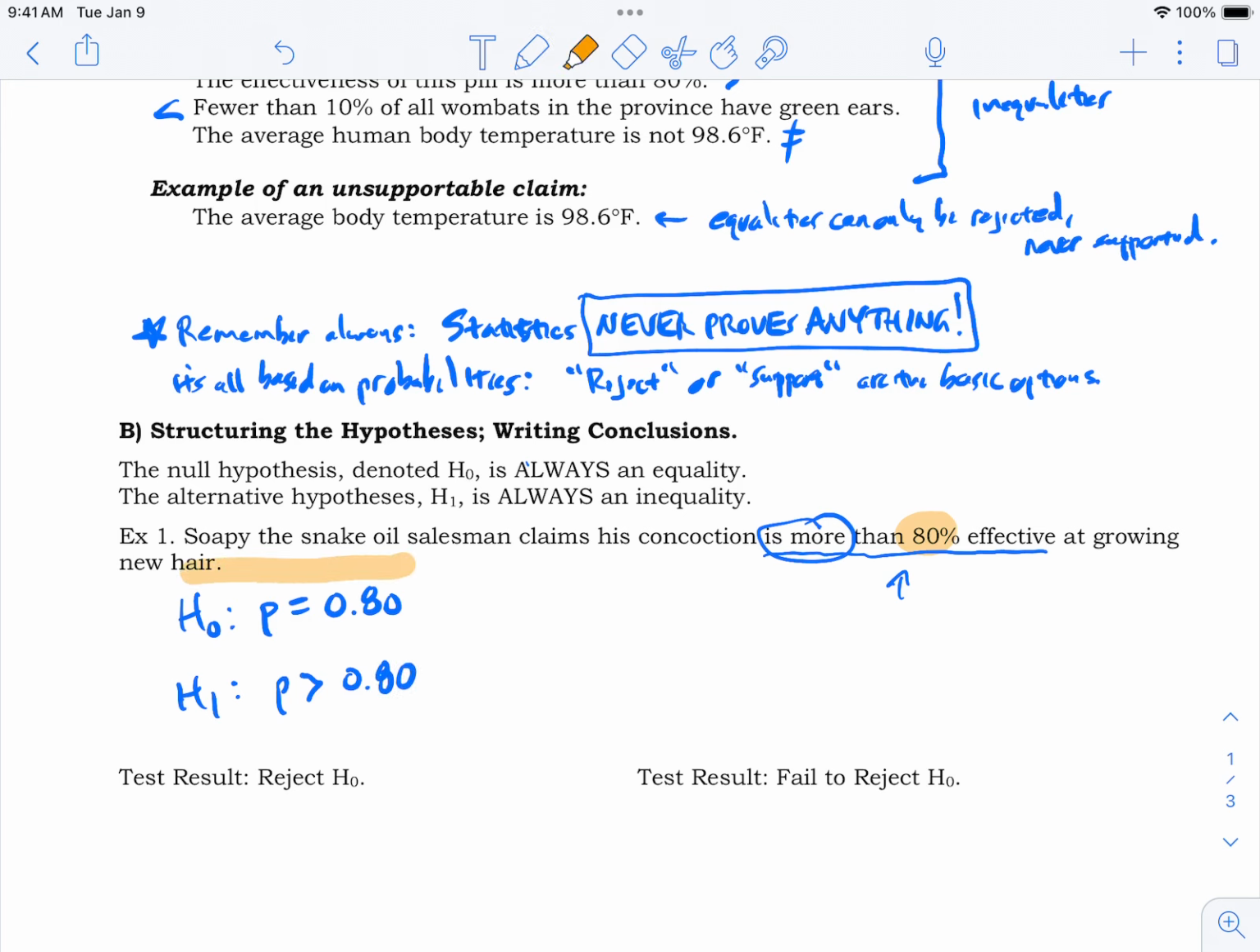So take a look at this pair for a second here. Always the H0 involves equals. And always the H1 involves either a less than or a greater than or a not equals. That's always how it works. And you use the numbers they're talking about. Notice the snake oil and the concoction and the hair are not really important to this part. So this part is what's the numbers we're dealing with here. We're dealing with more than 80% effective. So 80% is our equals. And we're trying to say more than, so we'll try to show that. We'll try to show that it's more than 80%. That would support his claim if we can show that it's more than 80%. So there's our hypotheses. Cool.